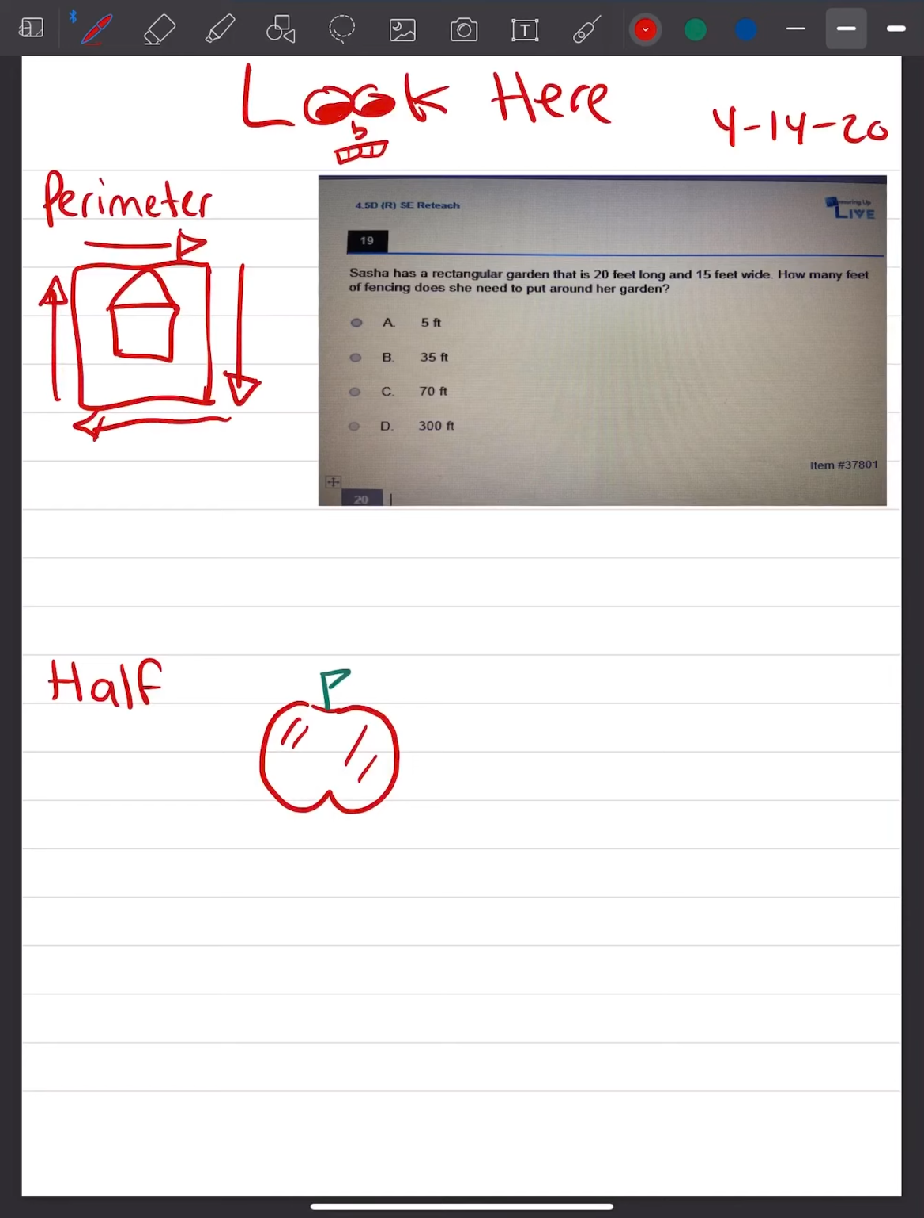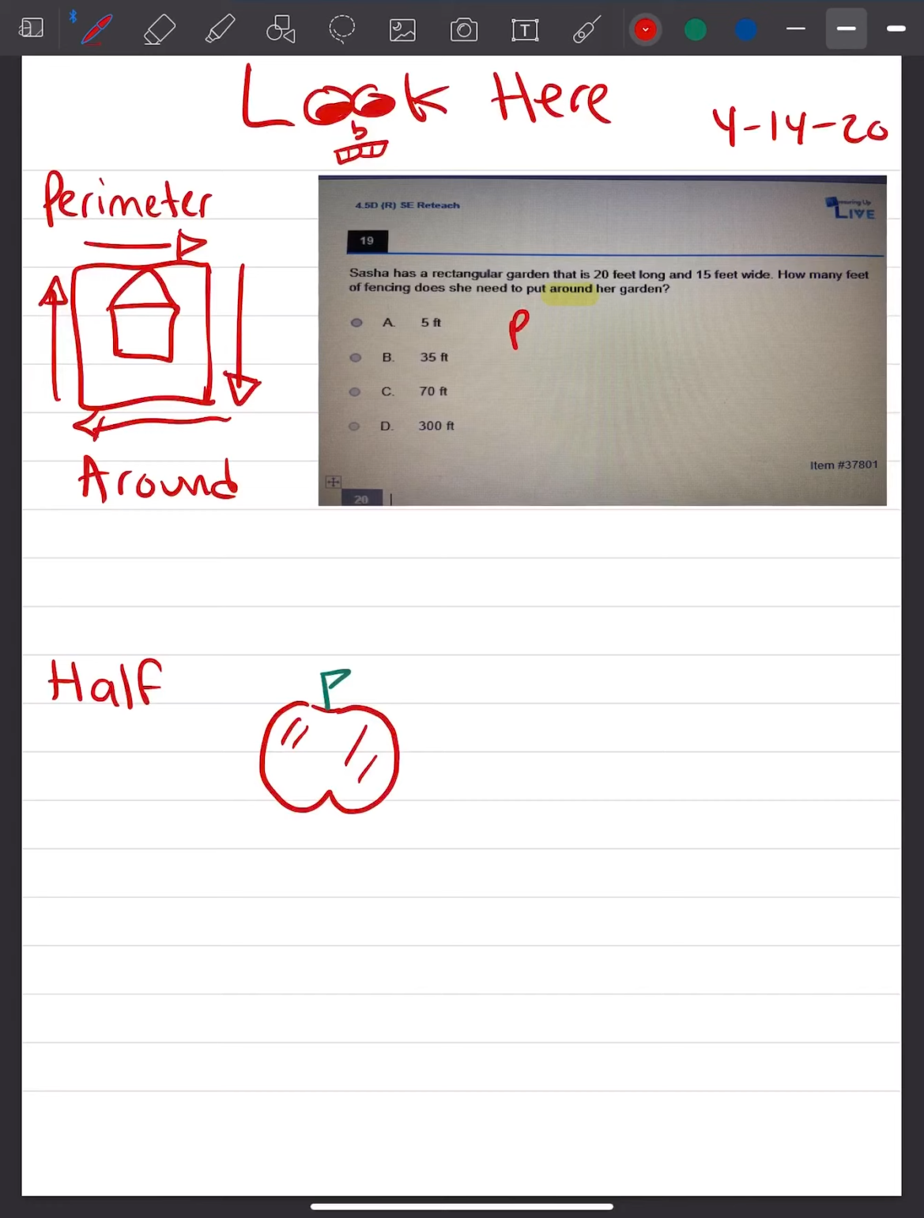All right, so let's look at the problem that they give us here real quick. Sasha has a rectangular garden that is 20 feet long and 15 feet wide. How many feet of fencing does she need to put around her garden? Did you catch any keywords there? Because they didn't say perimeter. The keyword there was around. So around also means perimeter.